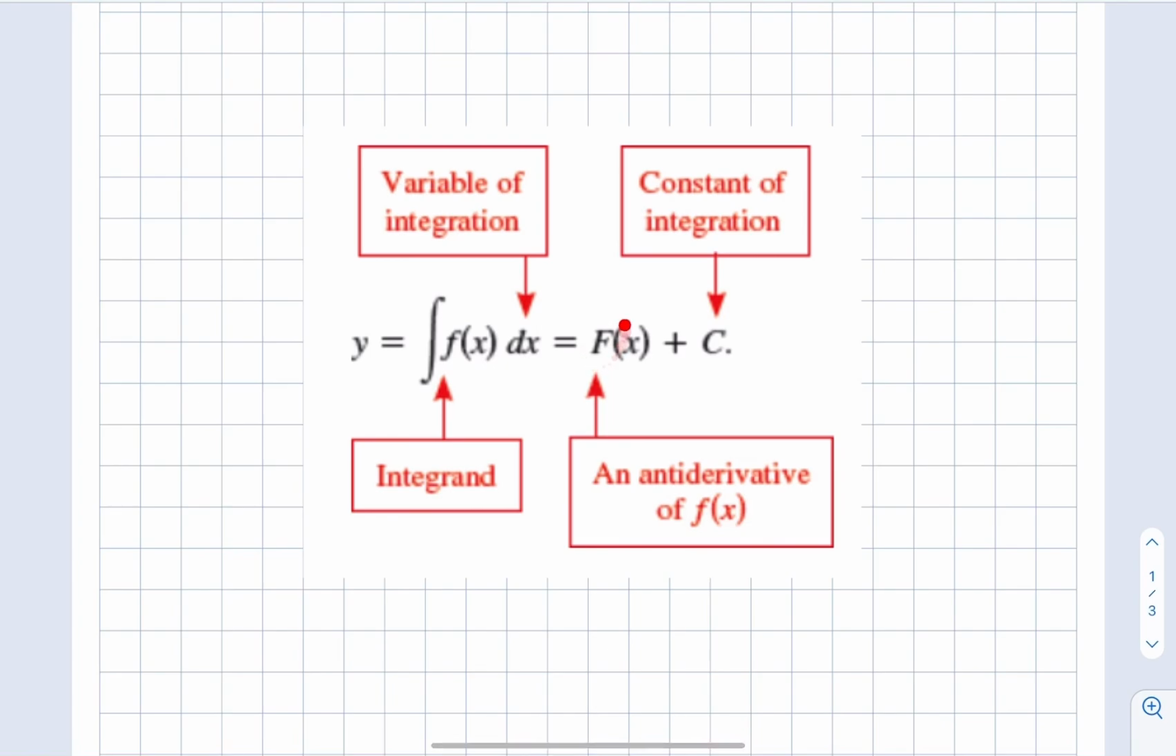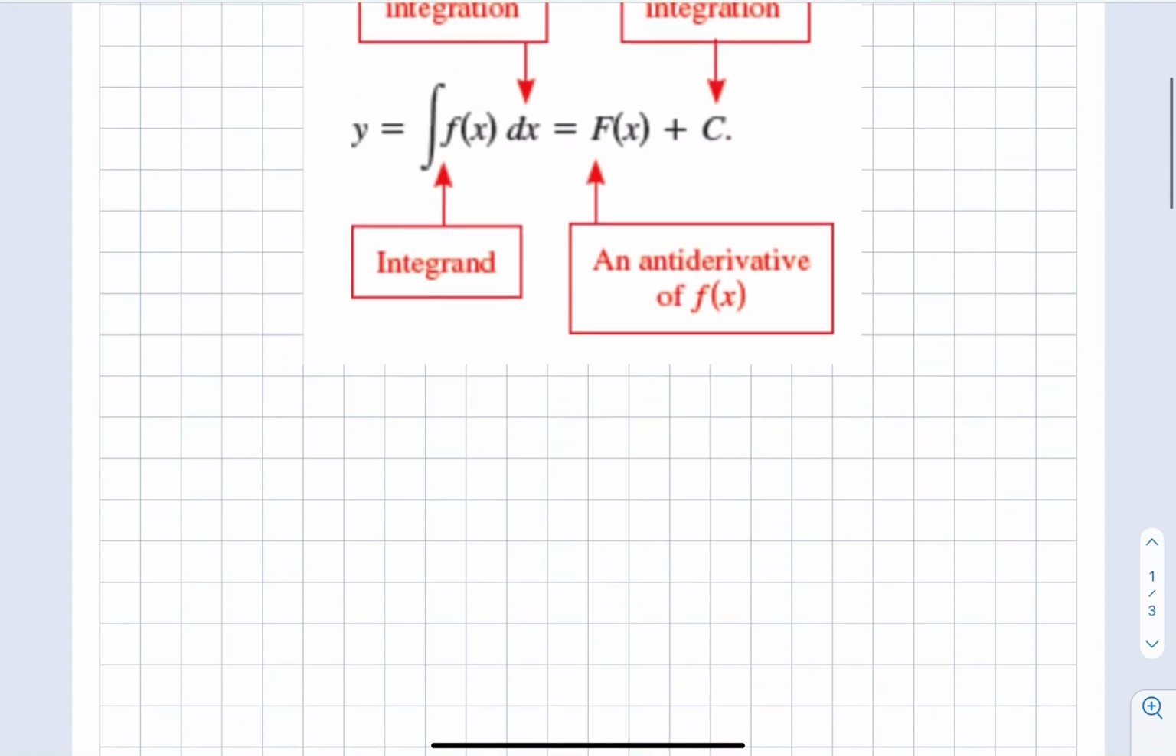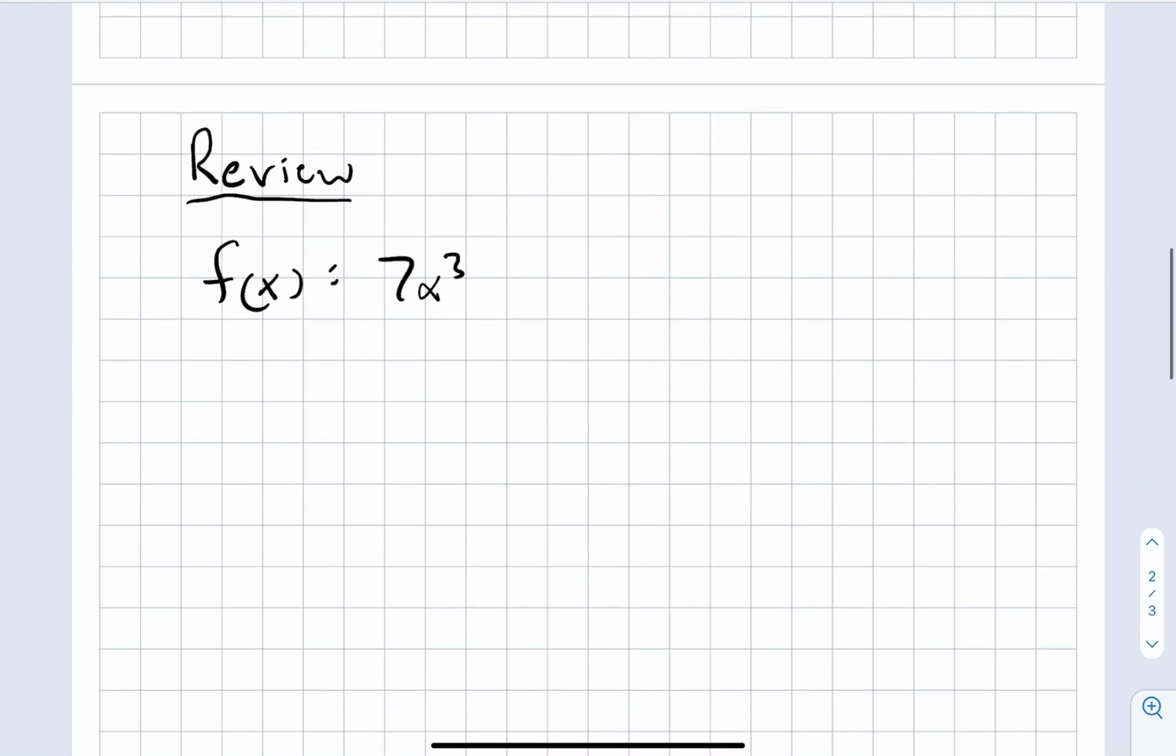As I'm finding the antiderivative of this function, this is the result. And we have the capital F of x. And then we have this c here, which is the constant of integration. And we'll go through some examples and we'll see why it's necessary to throw in that c at the end there. Okay, let's take a look at how this is going to work, and a quick review of finding the derivative.